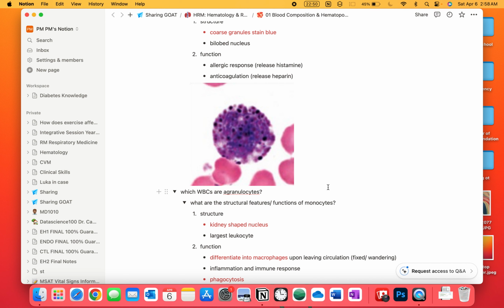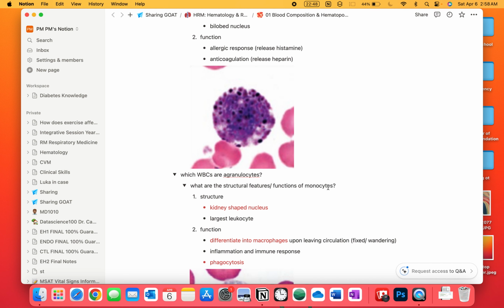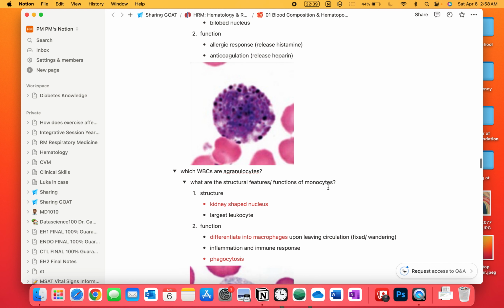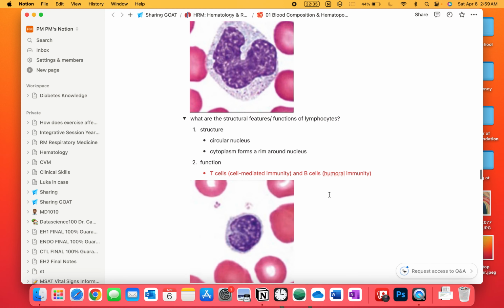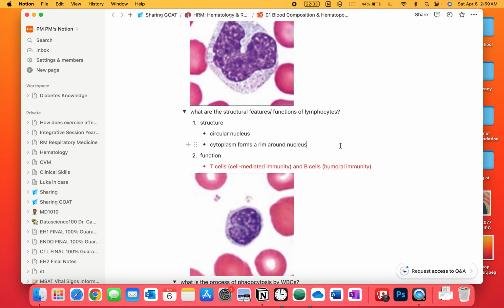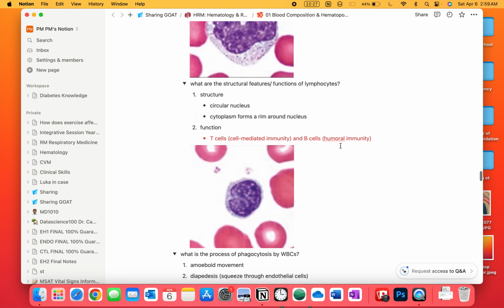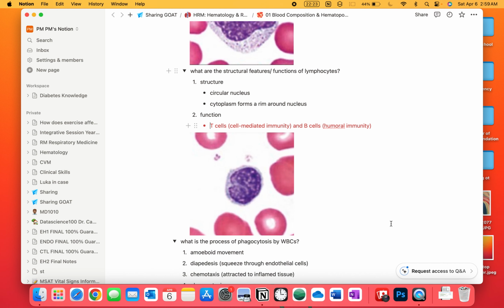White blood cells that are agranulocytes: you're going to have two of them, monocytes and lymphocytes. So monocytes, macrophage, M and M. Monocytes are going to have a kidney-shaped nucleus and differentiate to macrophages upon leaving circulation, and macrophages do phagocytosis. Lymphocytes, just your lymph cells. So you have two cells, T cells and B cells. T cells are cell-mediated immunity, B cells are humoral immunity. Circular nucleus. Cytoplasm forms a ring around the nucleus.